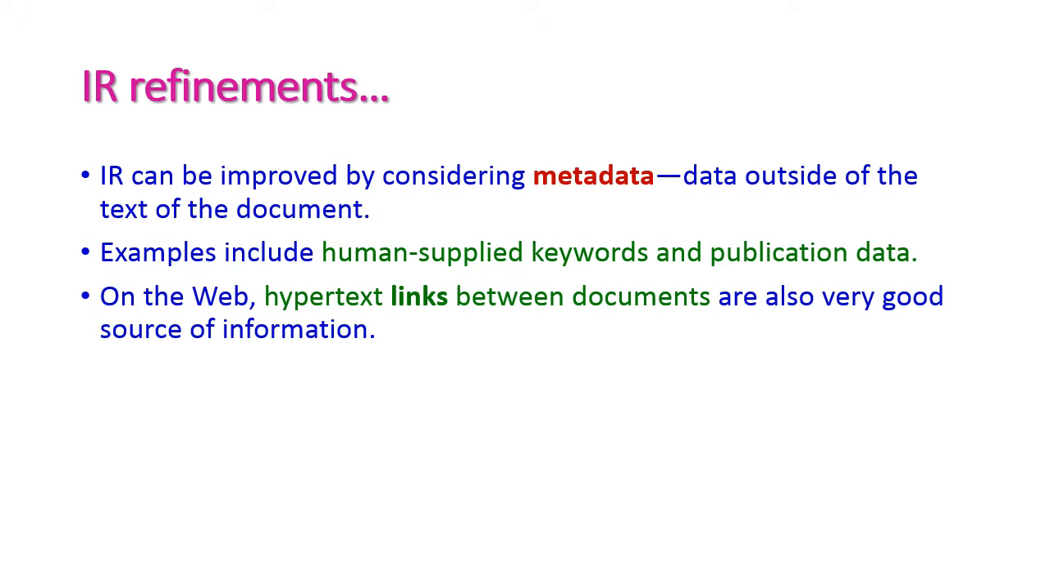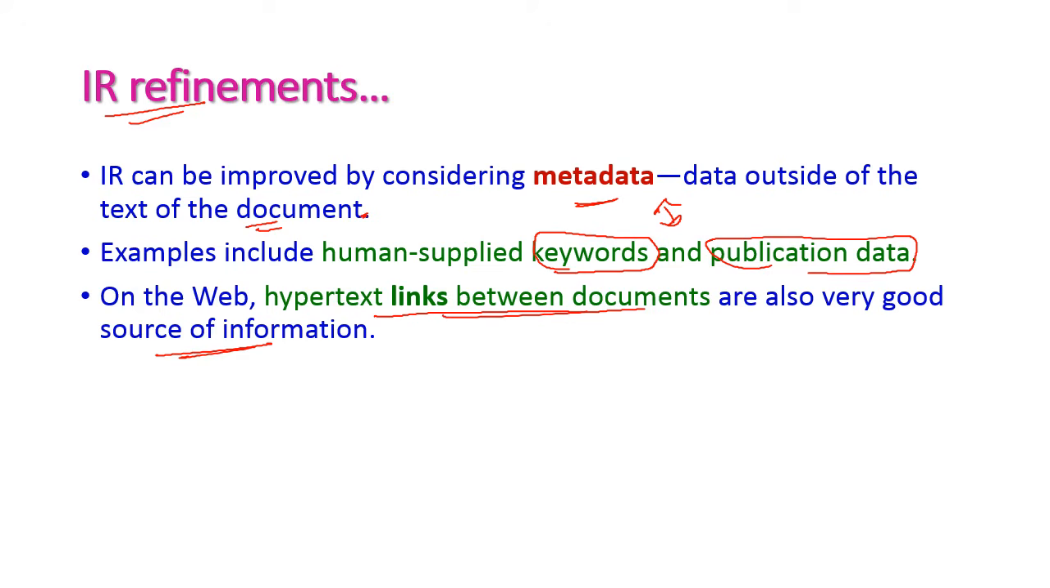Next one is metadata. By using metadata, which is outside of the text document, we can also improve the information retrieval system. That is, by using the keywords and the publication data, we can rank the resultant data set. And the hyperlinks between the documents are also very helpful as a source of information. By using this also we can rank the resultant data set.